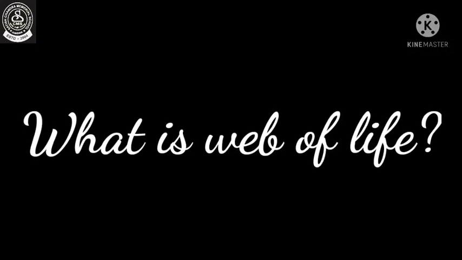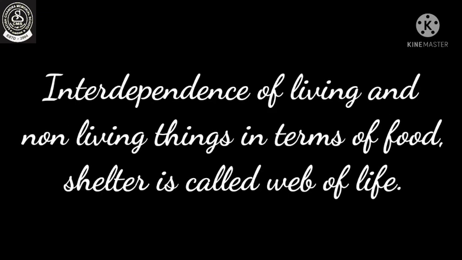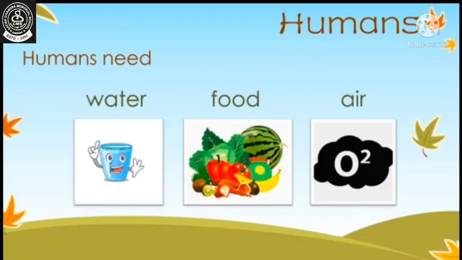Now children, can you all tell me what is web of life? Yes, interdependence of living and non-living things in terms of food, shelter is called web of life. Means what? Suppose humans. Humans need water, food, air to live. Now we human beings are living things. But water, food, air are non-living things. So we depend on these non-living things for our survival, means to live properly. Without these things, we will not be able to survive.